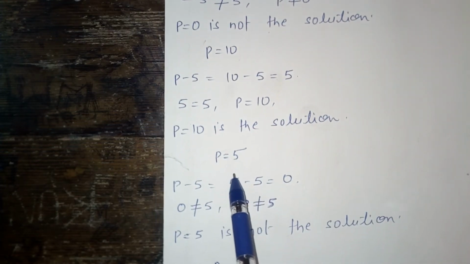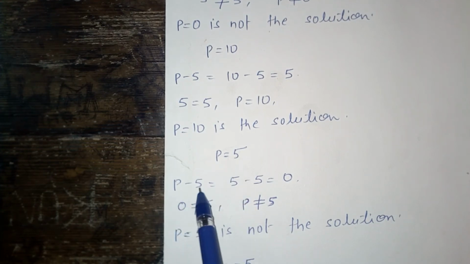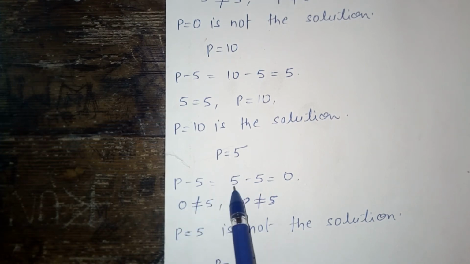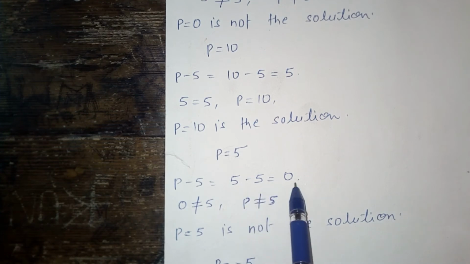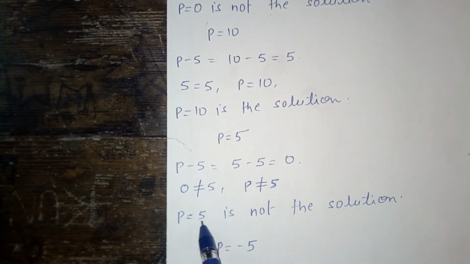Again, your next value of p is 5. P is equal to 5. P minus 5, in place of p we will write 5. 5 minus 5 will give you 0, and 0 is not equal to 5. Therefore p is not equal to 5. So p is equal to 5 is not the solution.